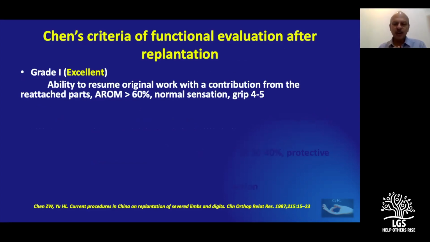So, after doing a replant, I told you the final success is in the function that is going to be achieved. There are different criteria for measuring this function. Chen's criteria is very common. Chen's criteria of functional evaluation, grade 1 is excellent. Patient is able to get back to his own work, the original work that he was doing, and with the contribution from the reattached parts, the active range of motion is more than 60%. There is a normal sensation and grip strength is 4 to 5 out of 5.